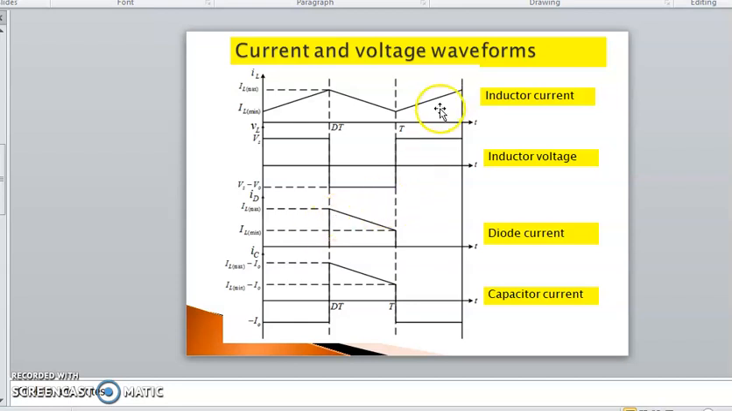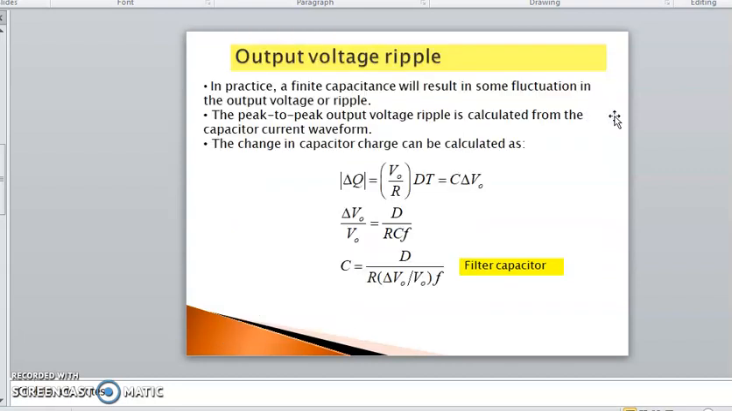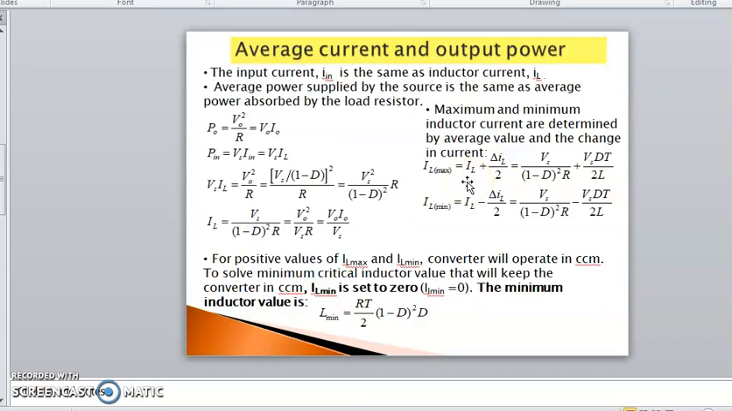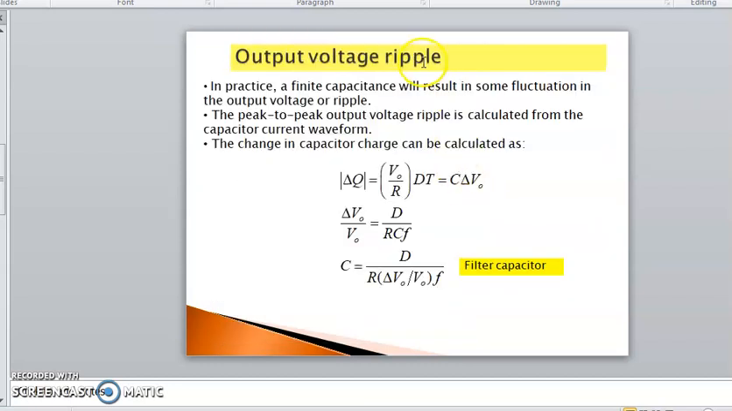Okay, guys, from what we left before, on the output voltage ripple on the boost converter, we are stabilizing the current by using our inductor, and we shall stabilize our output voltage by a capacitor. So the capacitor is the element used for stabilization of our output voltage ripple.